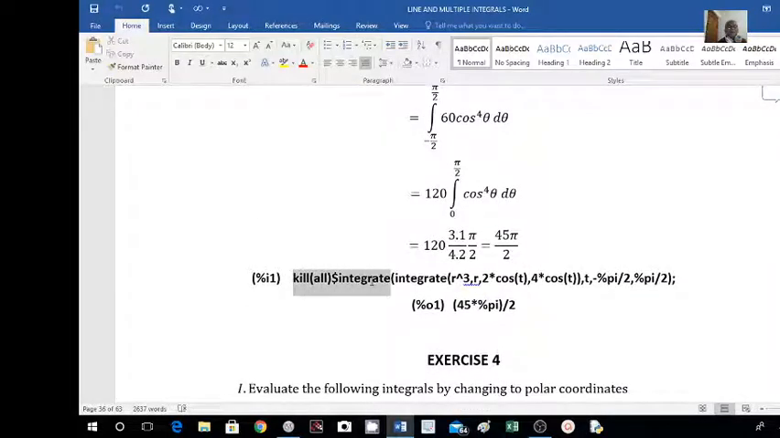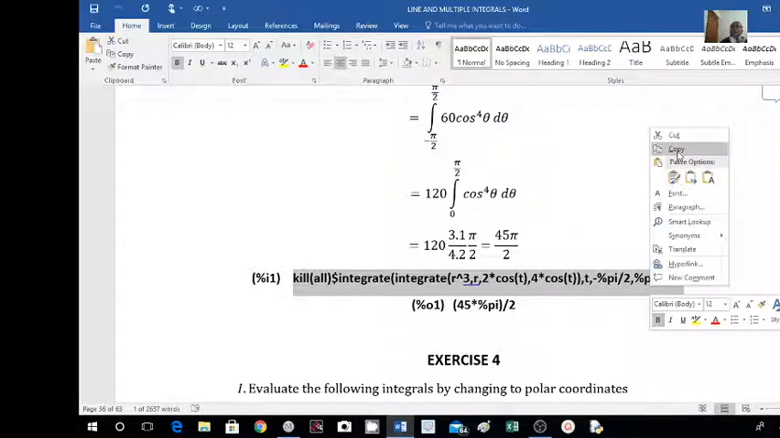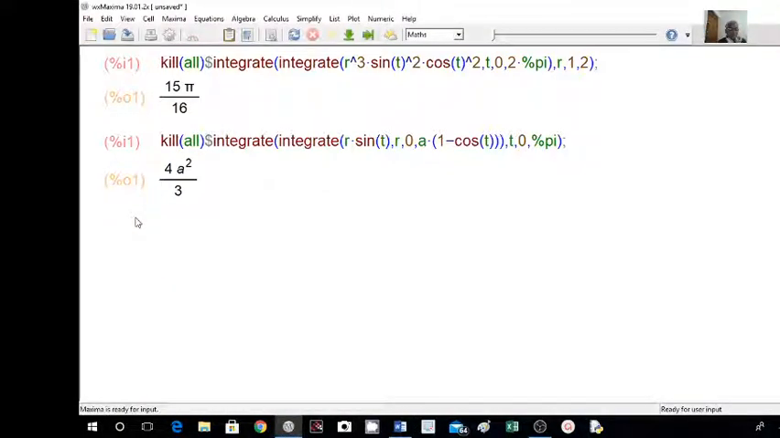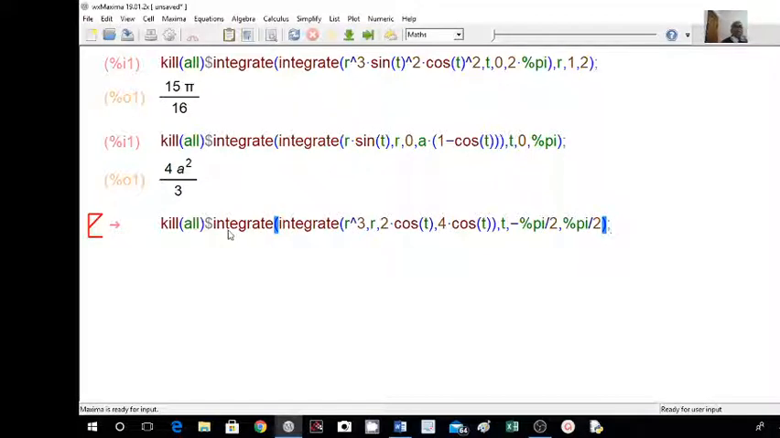Okay, and a Maxima program is there. So this is the Maxima program. Let us verify. Copy, go to Maxima, paste, kill all, integral of r cube, r ranges from 2 cos theta to 4 cos theta and theta ranges from minus pi by 2 to plus pi by 2. So execute this program. 45 pi divided by 2. Okay, this is the answer.